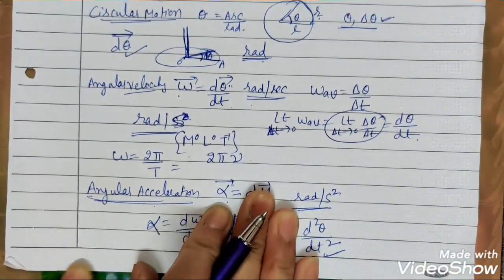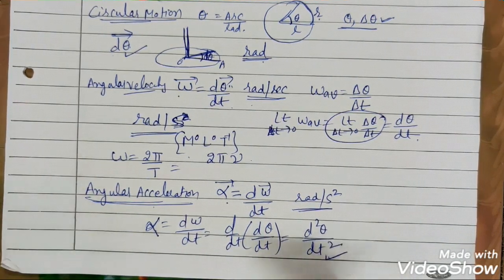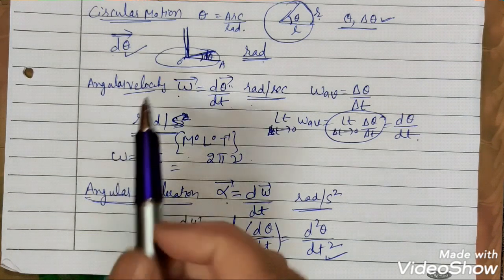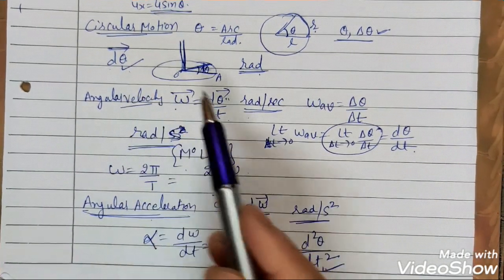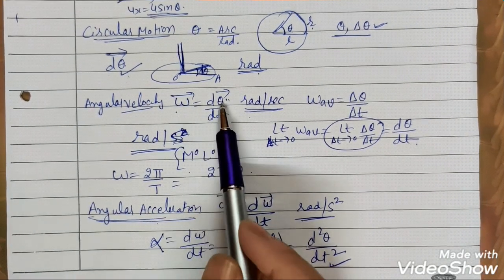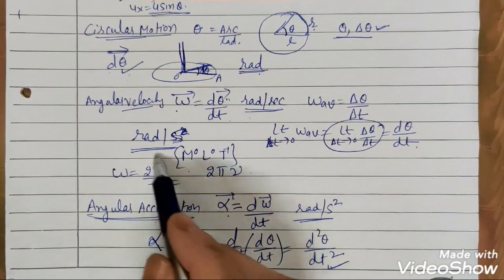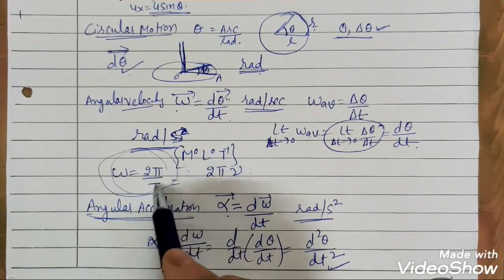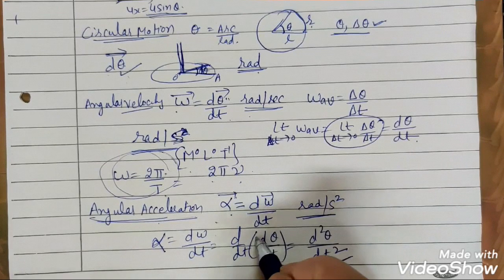So these are the three basic quantities or terms used to explain circular motion when the body is moving in a circle. That is the angular displacement d theta, which is a vector quantity, angular velocity, which is in the direction of d theta, and angular acceleration. This angular velocity is also defined as omega, that is 2 pi by T, 2 pi nu, and angular acceleration.